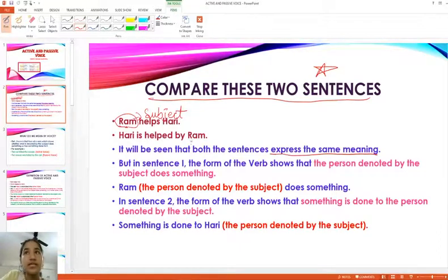Here we see that Ram is placed at the last, and the object Hari, on whom the action was being done, the receiver of the action, or who had the influence of the action, is placed at the first. So Hari has now come at the first. Something is done to Hari. What is done? He is helped. We notice this difference in these two when we compare.